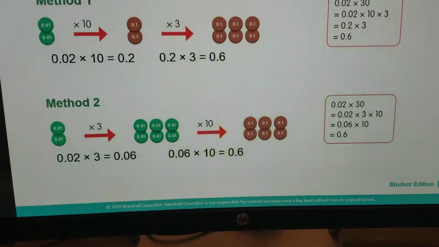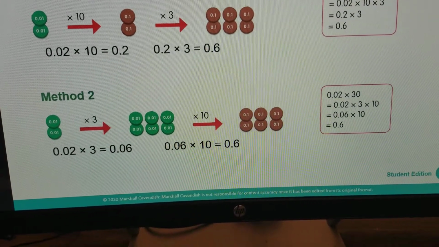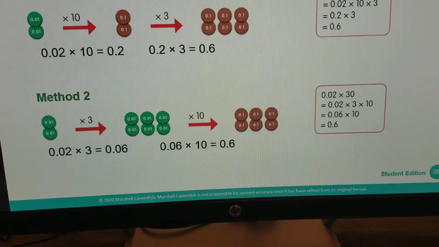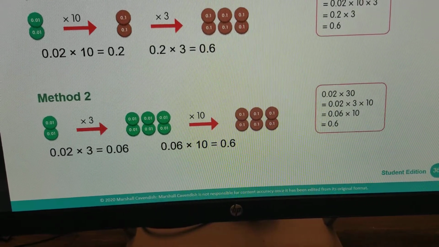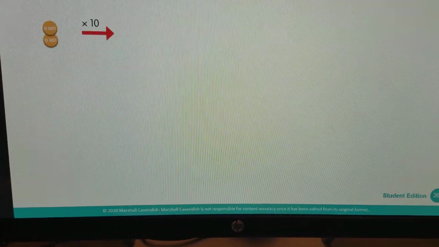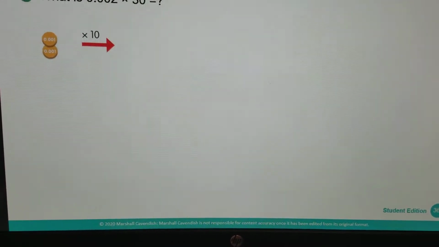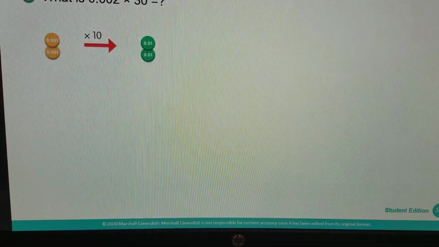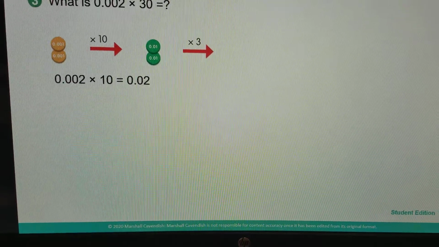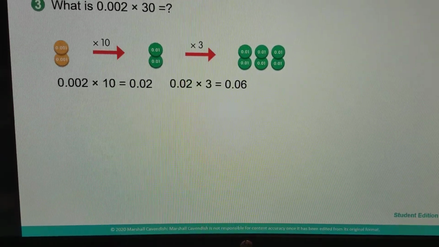Okay. If you just look at it carefully, it's 2/100ths times 30, which is the same thing as 2/100ths times 3 times 10. So I do the 2 times 3 is 6, 6 times 10. 6/100ths times 10 makes my 6/10ths, okay? Now, again, this is the same idea. We're multiplying 2/1000ths by 30. So I do 2/1000ths by 3 by 10. Again, they're doing method 1 first. So 2/1000ths by 10 becomes 2/100ths. 2/100ths by 3 becomes 6/100ths.